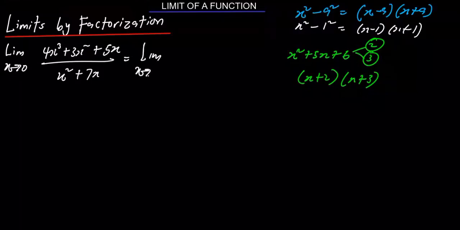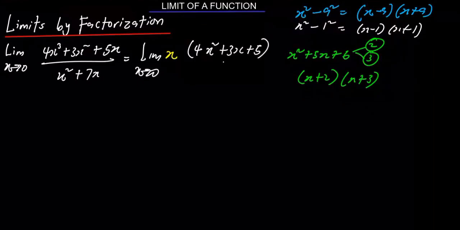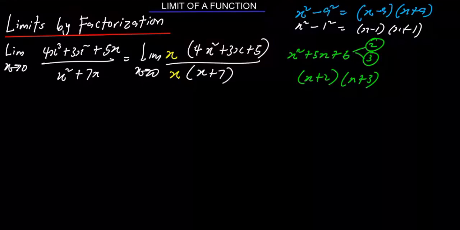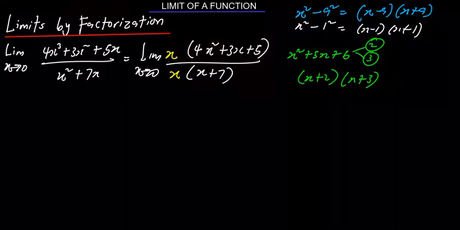Limit as x tends to 0. You observe that x is common to all of the terms at the numerator, so you bring out the x that is common to them. So you'll have x times (4x squared plus 3x plus 5), then all over, x is also common at the denominator. You bring it out, so you'll be left with x plus 7. Take note that this x will take care of this x.